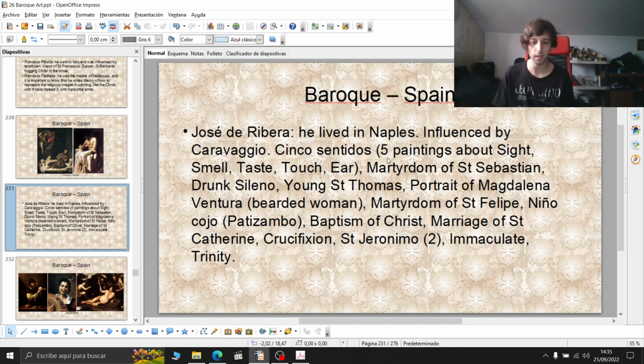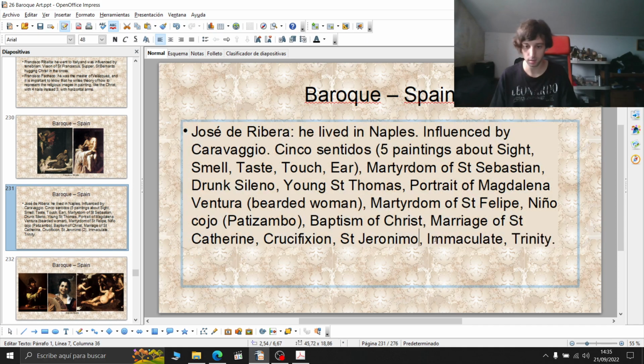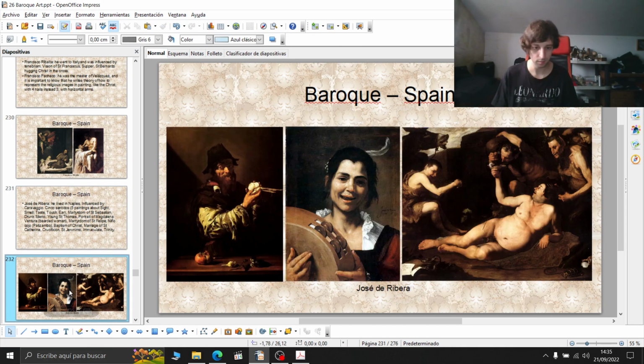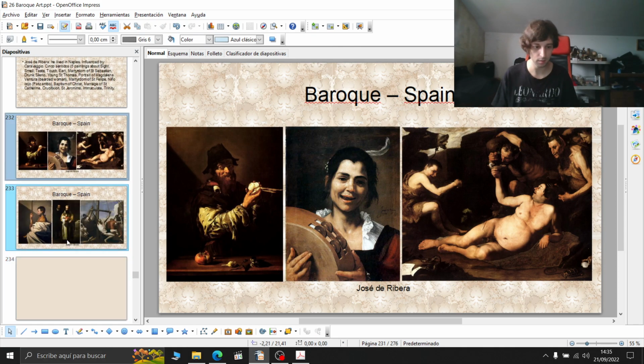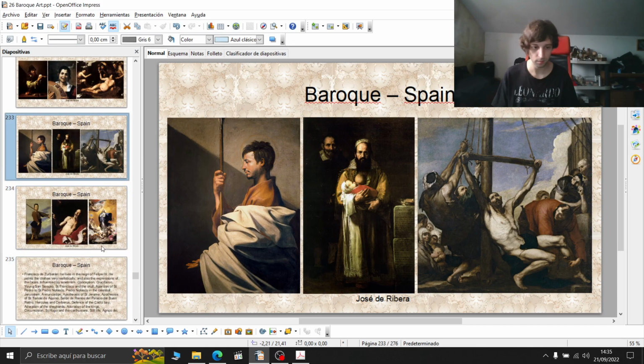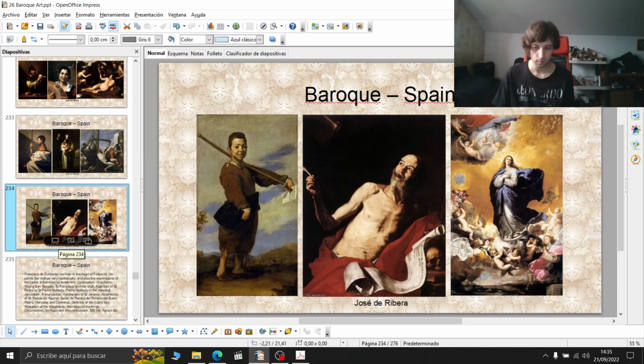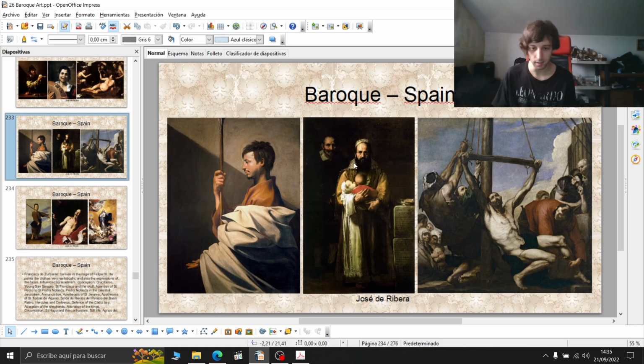José de Rivera, he lived in Naples, influenced by Caravaggio. Cinco Sentidos, five paintings about sight, smell, taste, touch, and ear, and then different examples of paintings. José de Rivera. This one is a woman. This is a bearded woman.